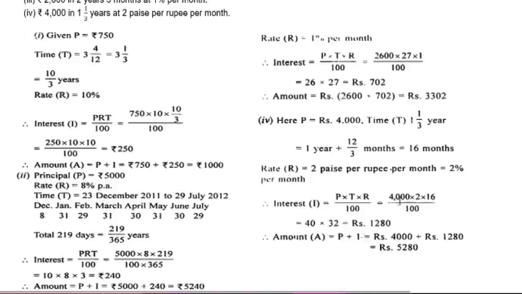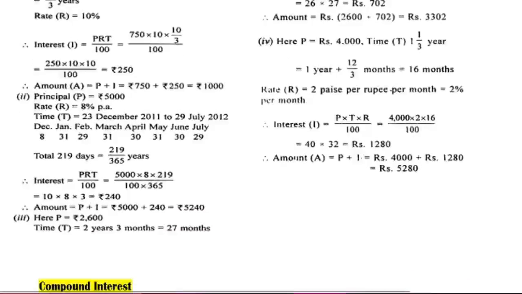You substitute the values: 4000 into 2 into 16 divided by 100. You will get 1280. And the amount equals 4000 plus 1280, that is 5280. This is the amount we will get after 1 by 3 years. I hope the simple interest is clear.